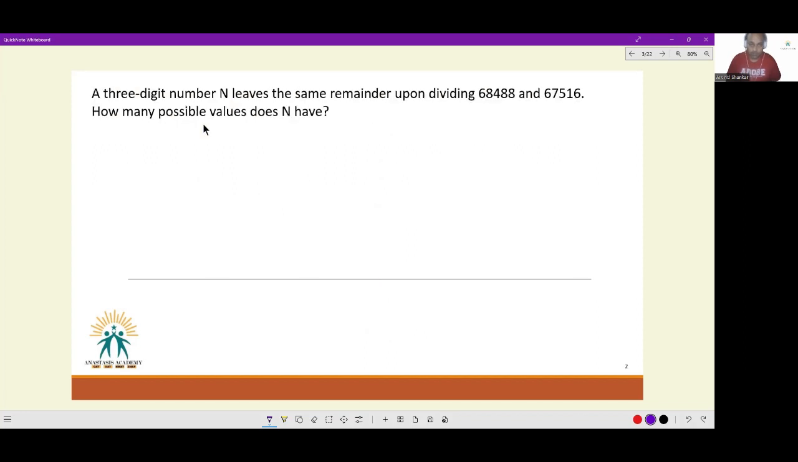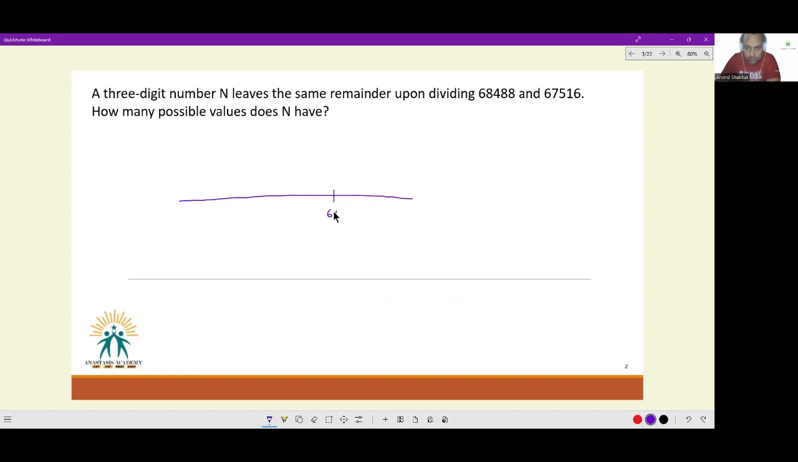Okay, next, a 3-digit number n leaves the same remainder upon dividing 68488 and 67516. How many possible values does n have? Now, this needs to be understood using a number line. Think of it this way. Most of us would be familiar with the line that multiplication is nothing but repeated addition. The inverse of this is division is nothing but repeated subtraction. And that is how this line will be useful.